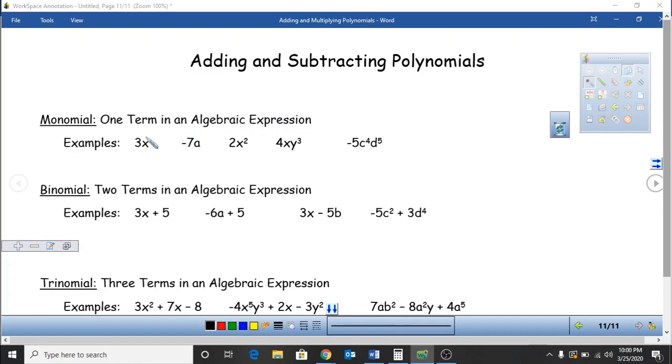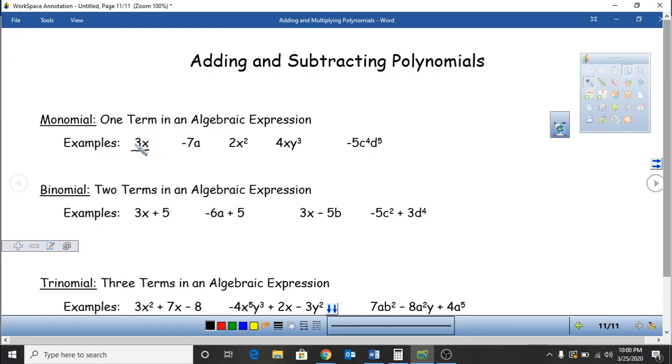Now, an expression is a statement that we make in math that consists of terms. Terms are usually separated by pluses or minuses. So one of the things you're going to notice about monomials, binomials, trinomials, and even polynomials, is the number of pluses and minuses that you see in these expressions. All right, so I'm going to start with the monomial.